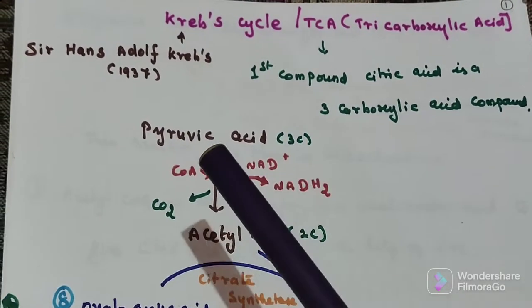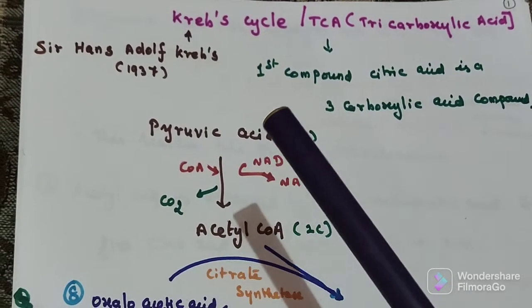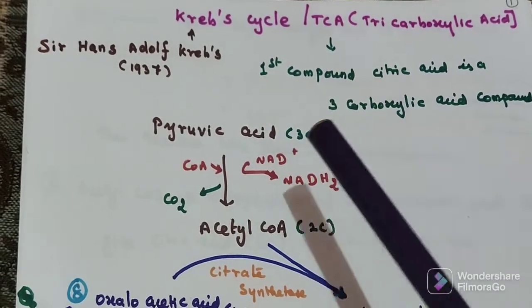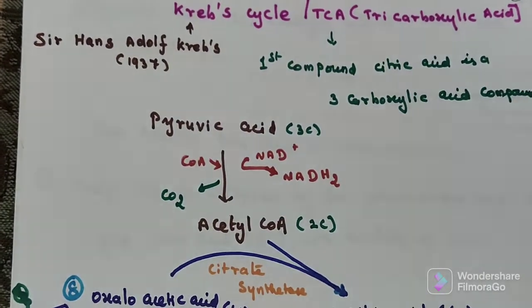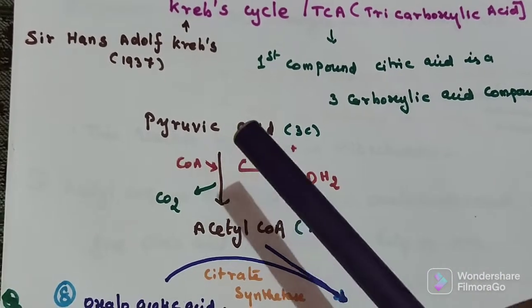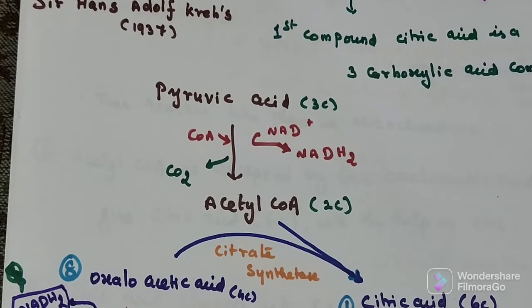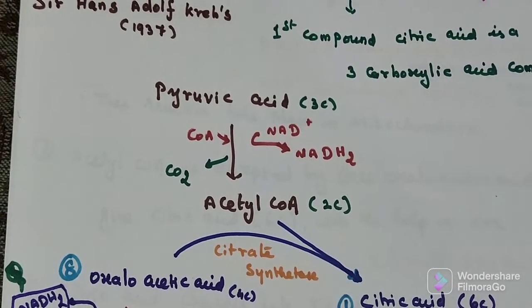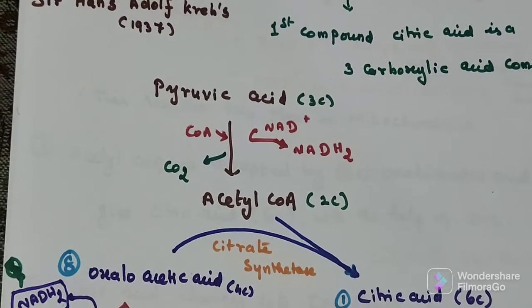Pyruvic acid. This pyruvic acid we get from glycolysis. In glycolysis, glucose is converted into 2 molecules of pyruvic acid. That pyruvic acid enters the citric acid cycle. So pyruvic acid is converted into acetyl-CoA. Here a couple of changes take place. One carbon is given up in the form of carbon dioxide.